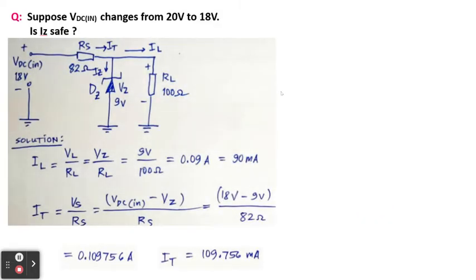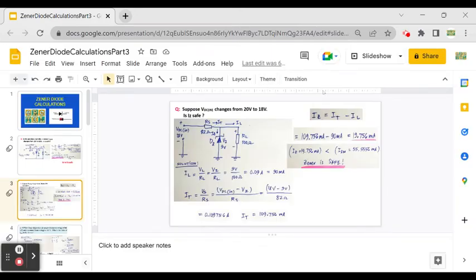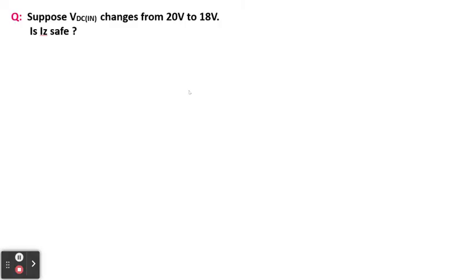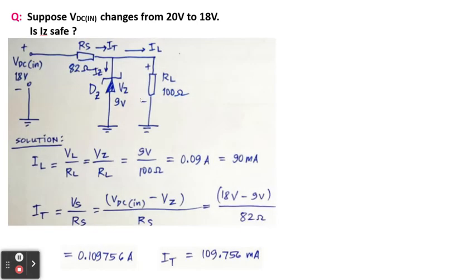Now, suppose that the VDC in changes from 20 volts to 18 volts. What will happen to our diode? Will it be safe? Will IZ be safe? If the 20 volts before in the VDC in, we made it 30, and it's not safe, now let's try to make it lower than 20.